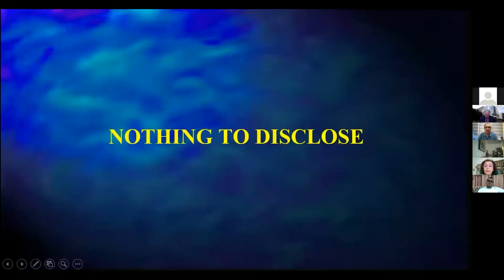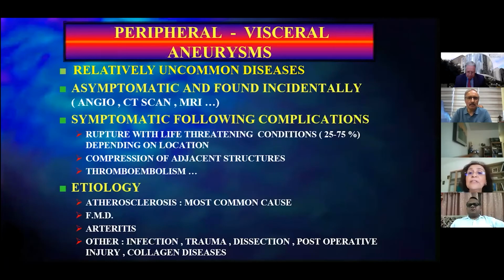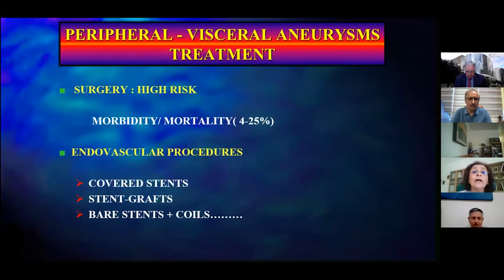Nothing to disclose. Peripheral and visceral aneurysms are a relatively uncommon disease, symptomatic when there are complications, and atherosclerosis is the most common cause of these aneurysms. Surgery represents one of the treatments of this aneurysm, but with a high risk of morbidity.